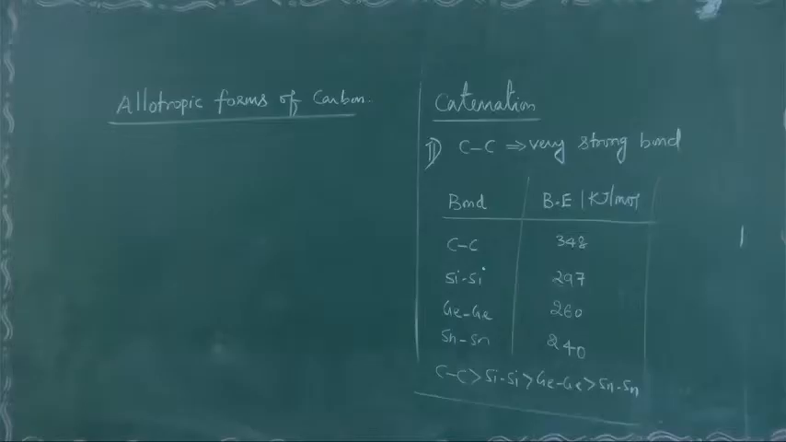Next, in the case of fullerenes, what is important? Fullerene is made up of carbon. How many pentagon and hexagon rings does it have? It has 20 six-membered rings, hexagons, and 12 five-membered rings. Please note this. The structure looks like this. Please go through it.